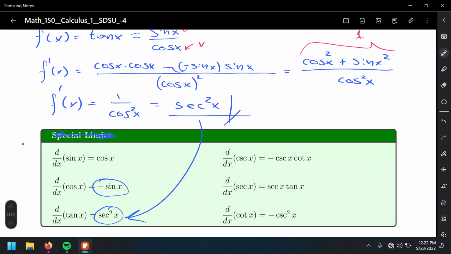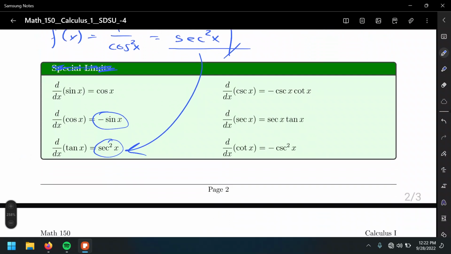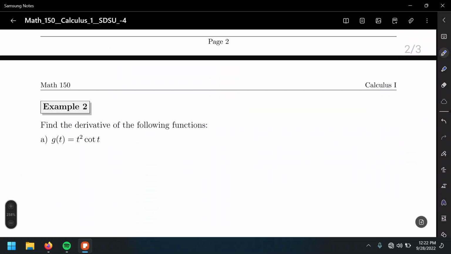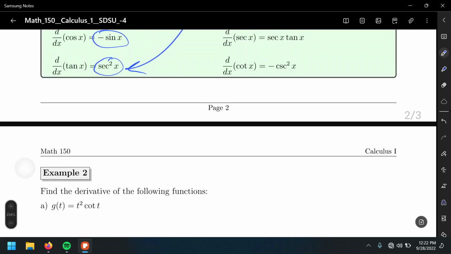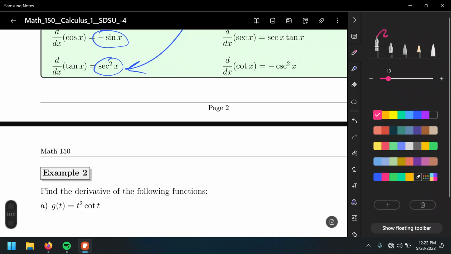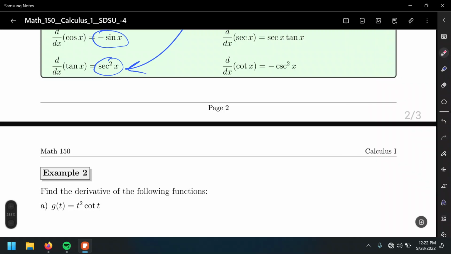Alright, let's flip the page, stop some derivations. Let's actually go through some examples. Okay, so let's find the derivative of the following functions. And in this case, we have a product. G of t equals t squared cotangent of t. Well, because we have a product of functions, how about we use the product rule? So the product rule will state that (uv) prime is u prime v plus v prime u, right? So in this case, the derivative of the first factor times the second plus the derivative of the second factor times the first one. All right?